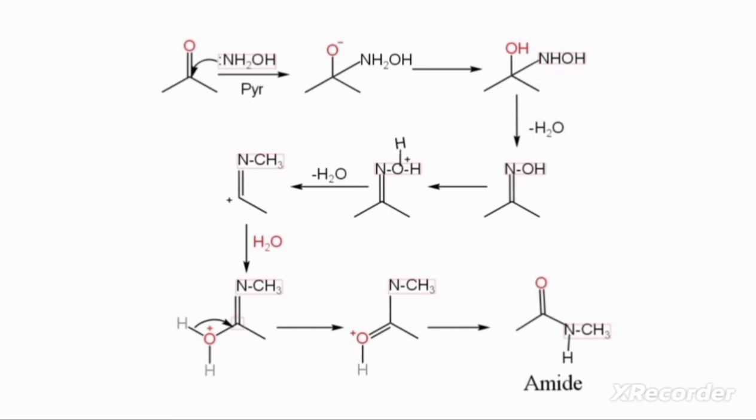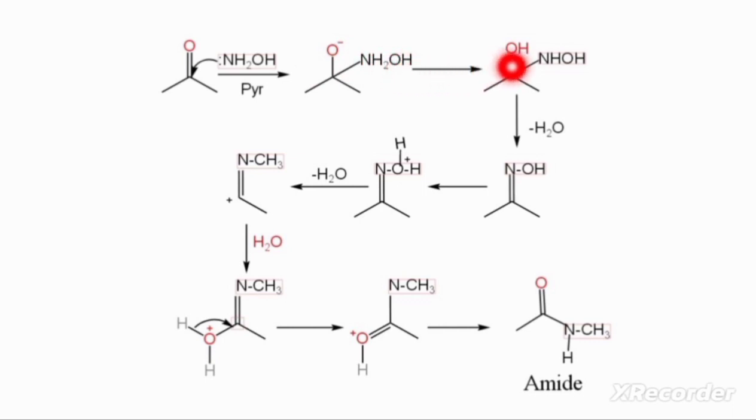The first step of the reaction is reaction of hydroxylamine with ketone. So the lone pair on the nitrogen of hydroxylamine attacks the electrophilic center of carbon. The electrons involved in this pi bond transfer to the oxygen, and oxygen will get a negative charge. Here you can see this.